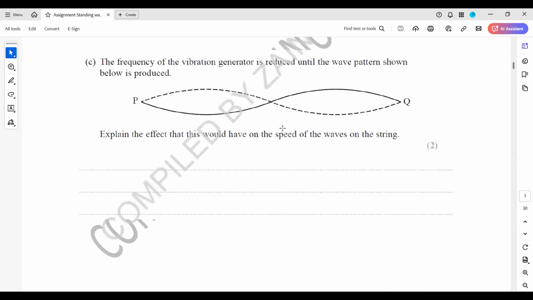The frequency of the vibration generator is reduced until the wave pattern is shown. Explain the effect that would have on the speed of the wave in the string. Will it affect the speed? Yes or no? Any effect on the speed? There's no effect. The speed of the wave never changes; it depends only on the square root of T divided by mu. If we change the tension or the mass per unit length, then only the speed will change.